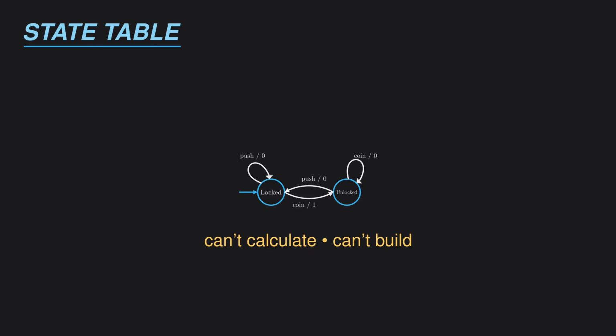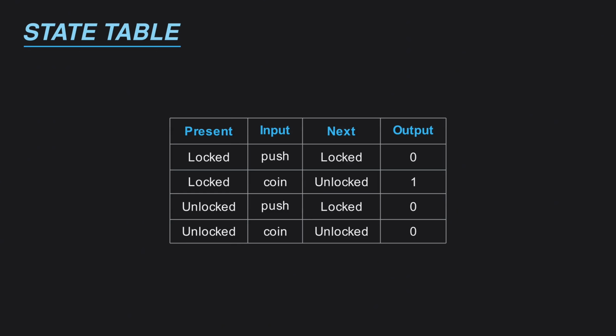We can now draw a machine and reason about its output. But a drawing alone will not let us calculate or build. For that, we rewrite the machine as a state table. It holds exactly the same information, just in a form we can turn into equations. So what is in a state table? For every present state and every input, it lists 2 things: the next state and the output.